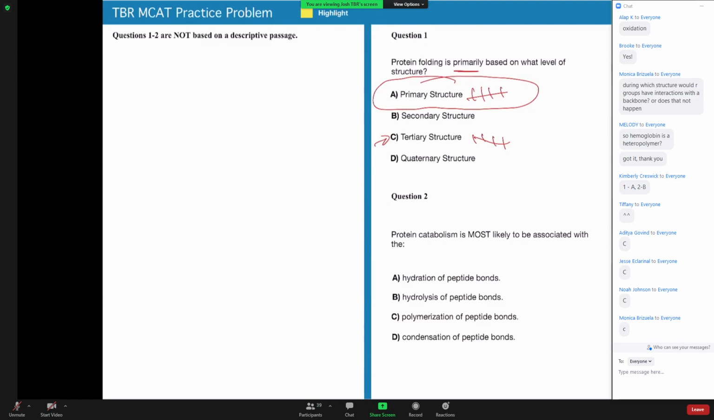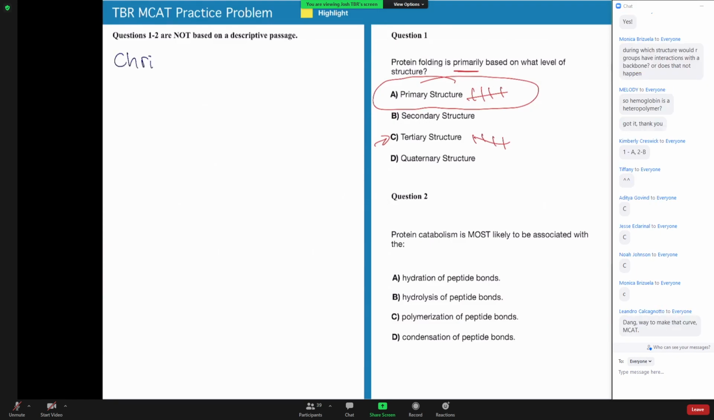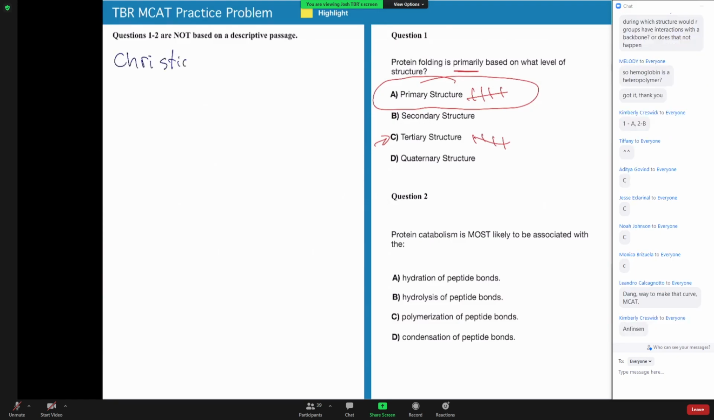Now, this is important because this was actually a very, very famous early biochemistry experiment, and it was done by this guy named Christian. Nice, Anfinsen. You took the words out of my mouth. Anfinsen, right? And I think this was somewhere around 1961.